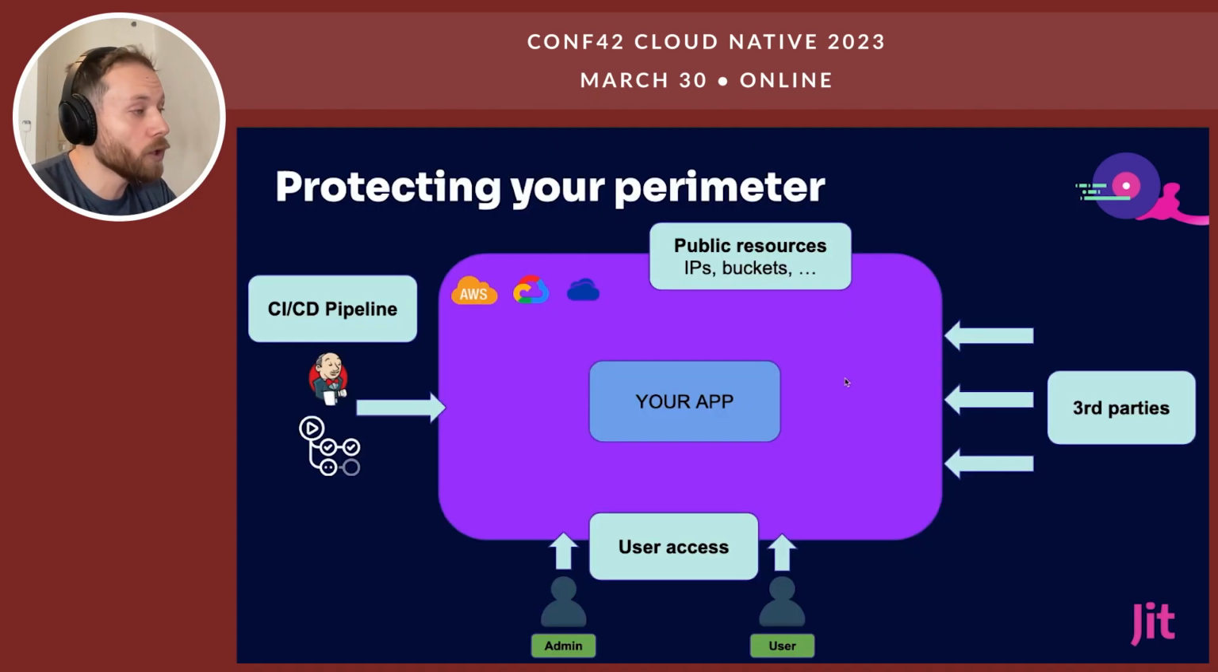So let's take a look at a common structure of a modern application. And first, let's take care of the perimeter. Let's take a look at different areas that could be problematic. First, you have the CI/CD pipeline when everything flows into your cloud. You have users that access your application. It could be internal users like developers or administrators or your clients themselves.